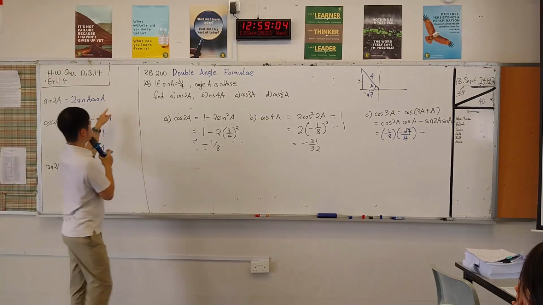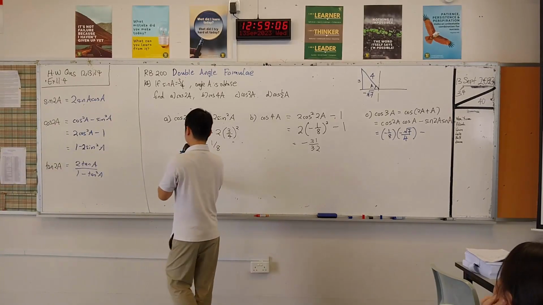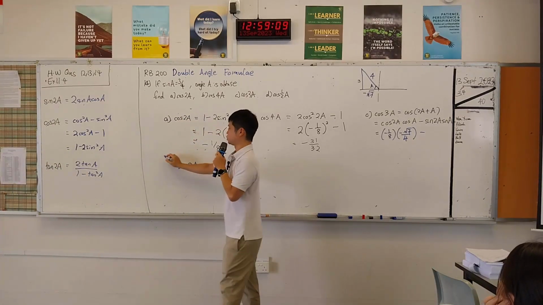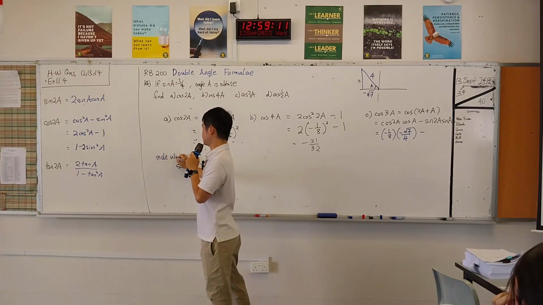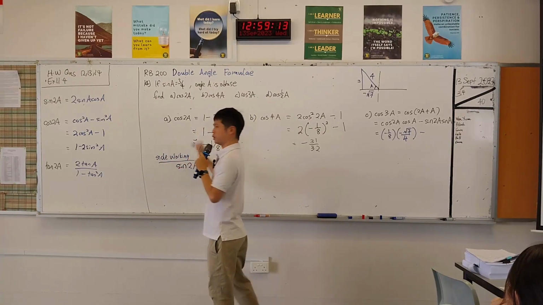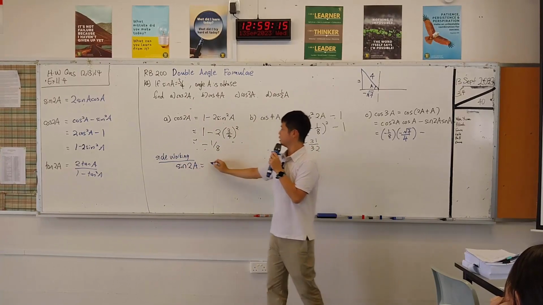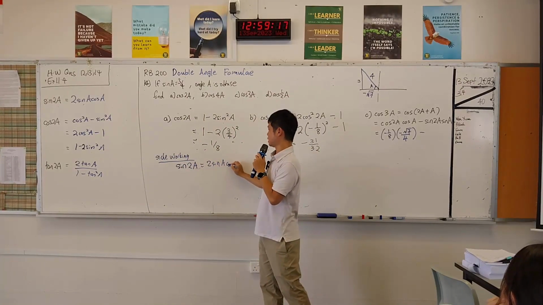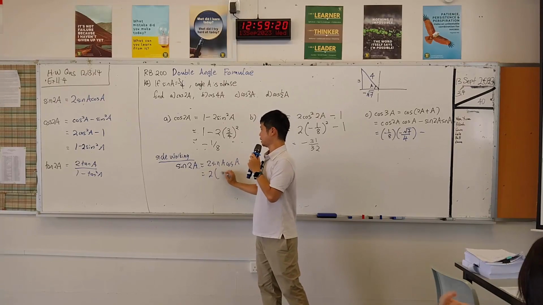Okay, so now let's do a side working. Sine 2A. This is called side working. Sometimes I draw a line and do a side working. Okay, let's try: 2 sine A cosine A. What is sine A?